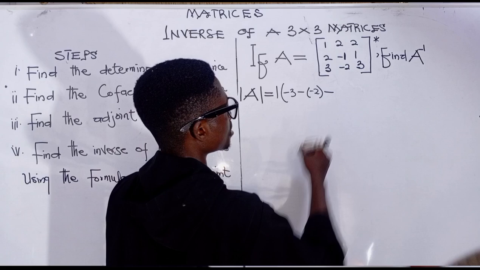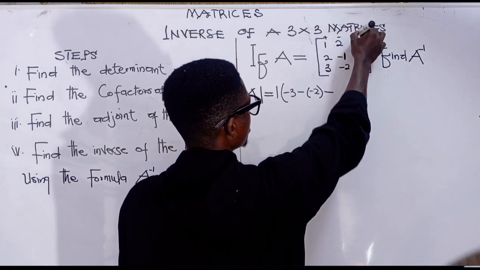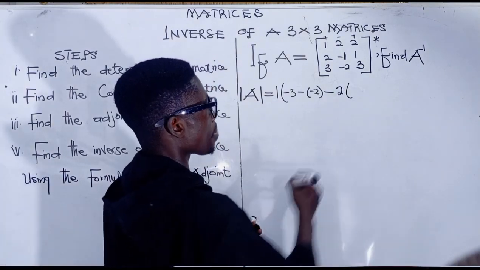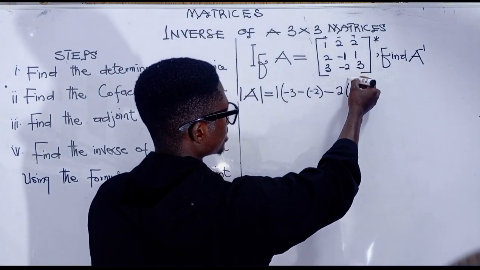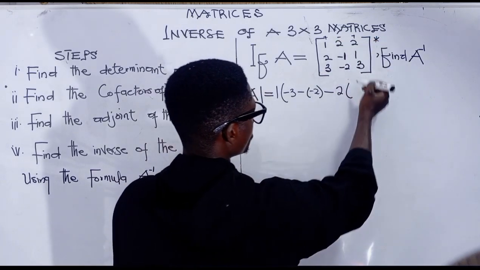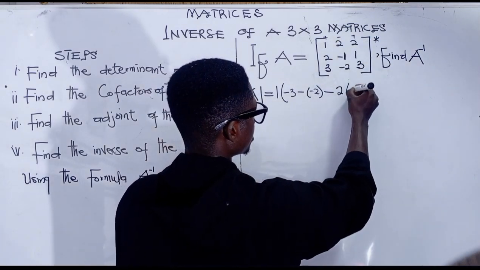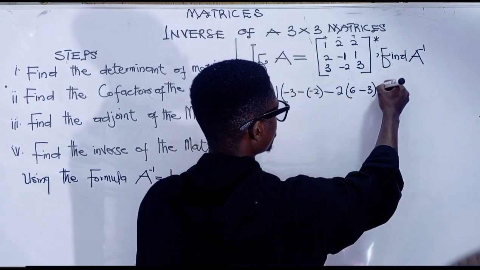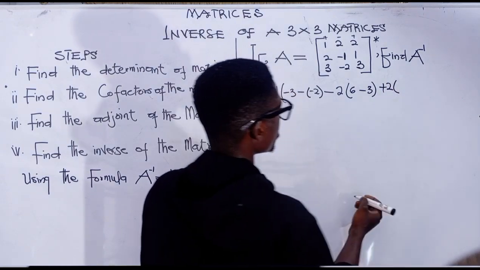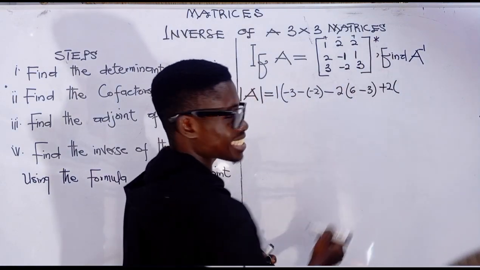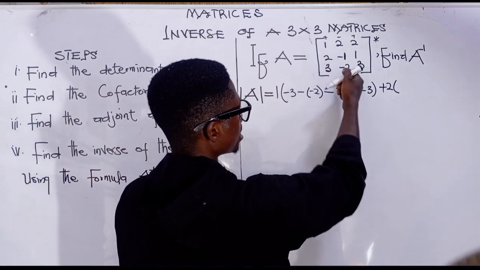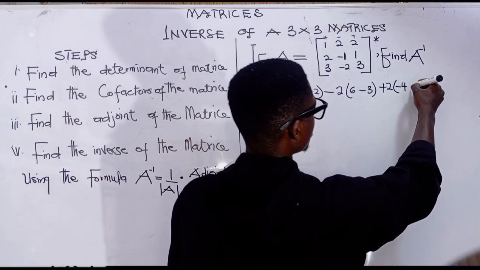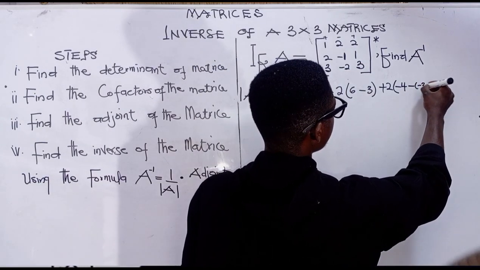We are talking about cofactors, so the signs are going to be plus, minus, plus. So the second entry will take a minus. It means we are going to collapse the second column and the first row. So we'll be left with 2 times 3, which gives us 6, minus 3 times 1, which gives us 3. Then we move on to the last entry, we have plus 2. So we collapse the first row and the last column. So we'll be left with 2 times negative 2, which gives us negative 4, and 3 times minus 1, which will give us minus 3.